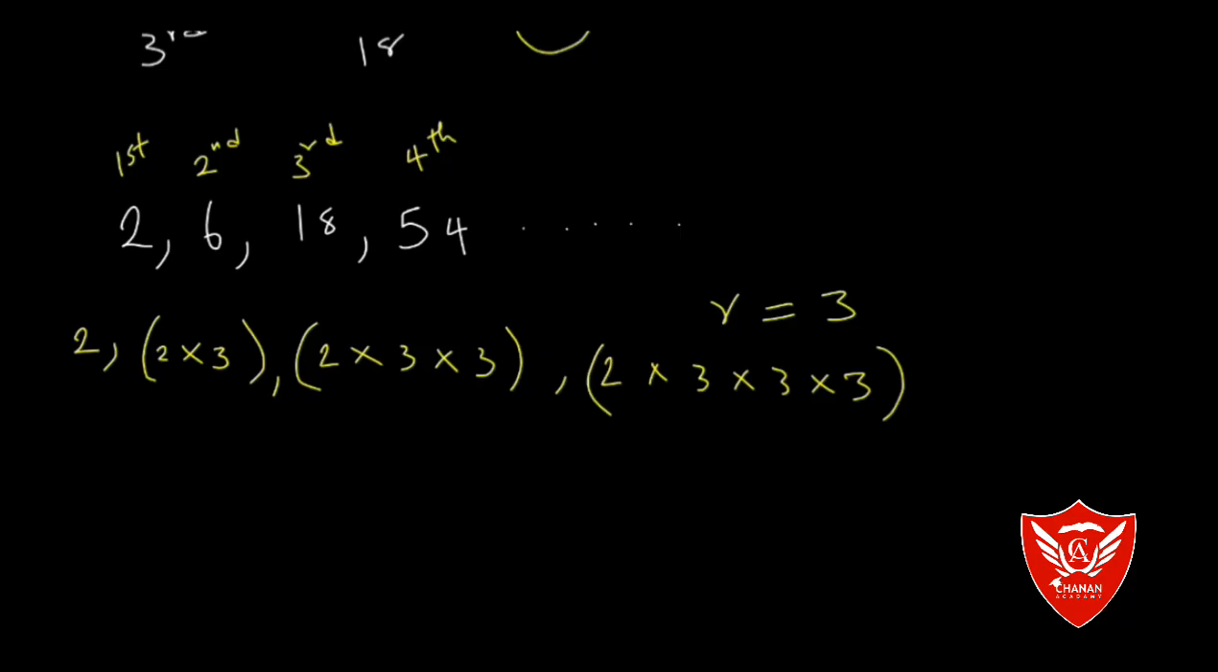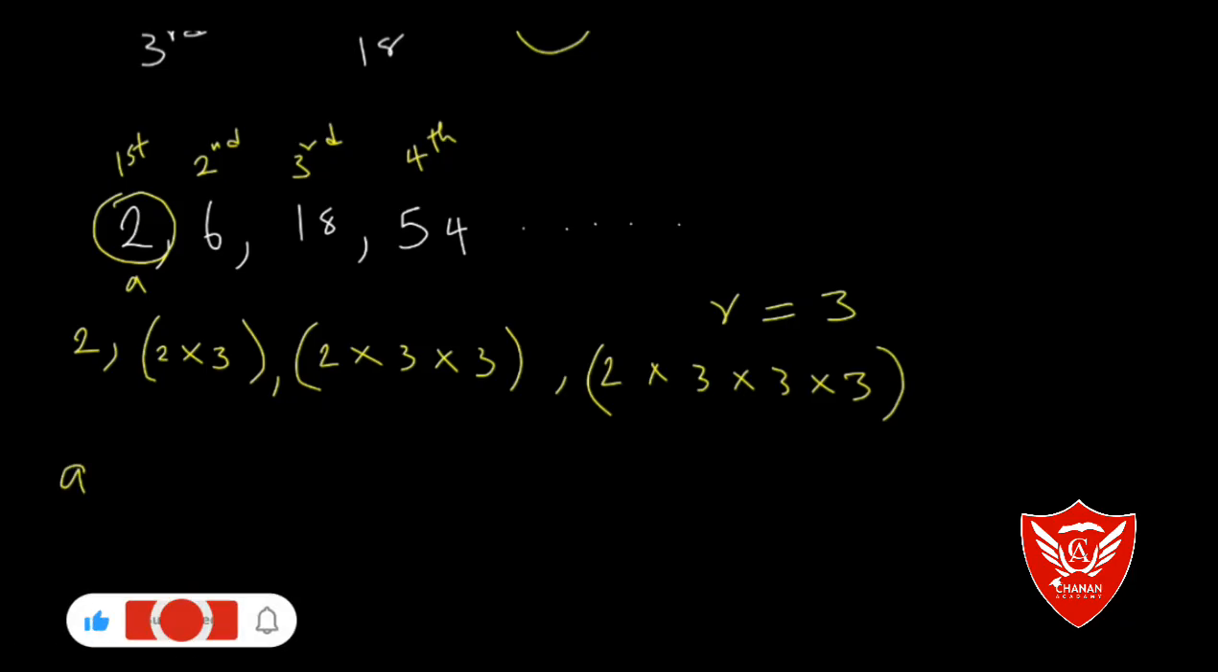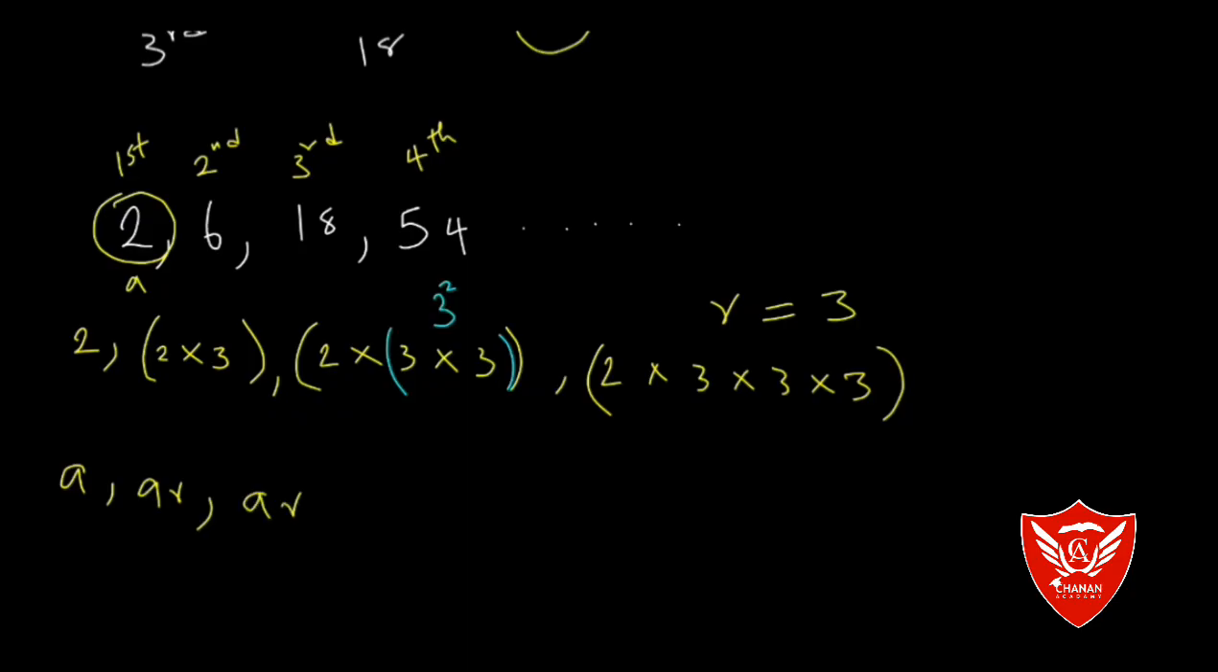Now, if we represent the first term 2 to be A, and the common ratio, which is 3, to be R, we can rewrite it. The 2 is A, and the 3 is R, so the second term is AR. Then 3 multiplied by 3 can be expressed as 3 raised to the power of 2, so we have AR raised to the power of 2, and this can be expressed as 3 raised to the power of 3, so we have AR raised to the power of 3.